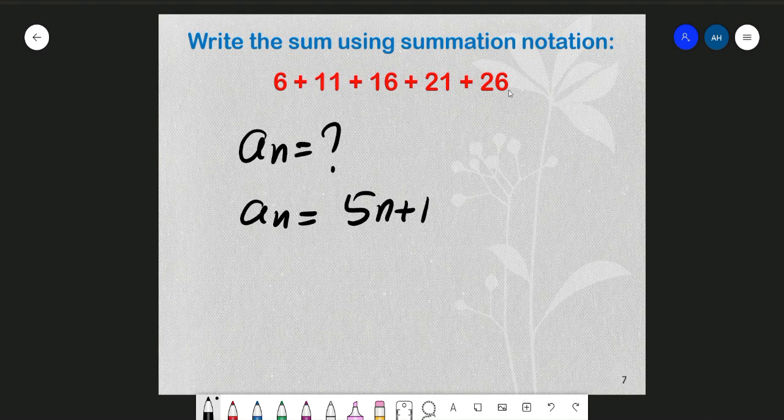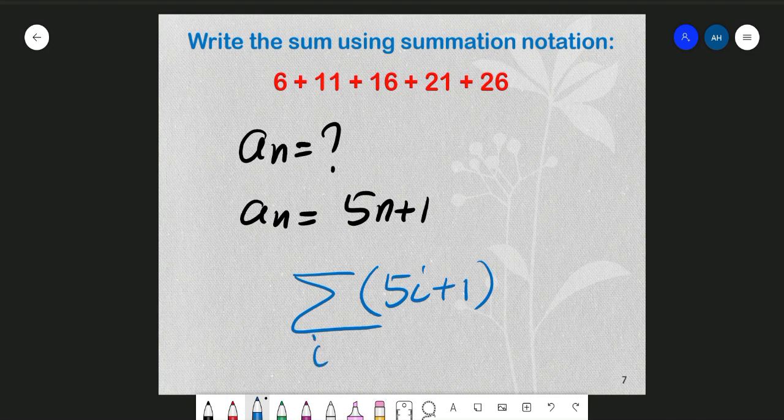Now the last term here, that is 26. We get it by multiplying 5 by 5, 25 plus 1. So this is the correct formula or the general term for this series: a_n equal to 5n plus 1. As we mentioned already, when we use summation notation, first of all, we have to write down the symbol sigma, like this, and we have to change the variable from n to i. So we use 5i plus 1 in brackets, of course.